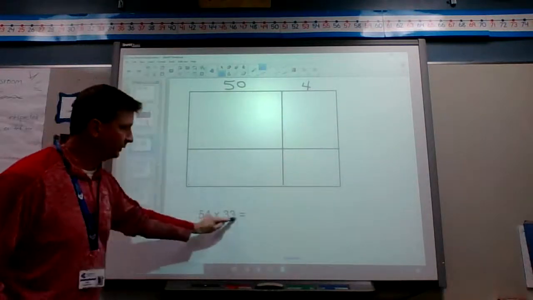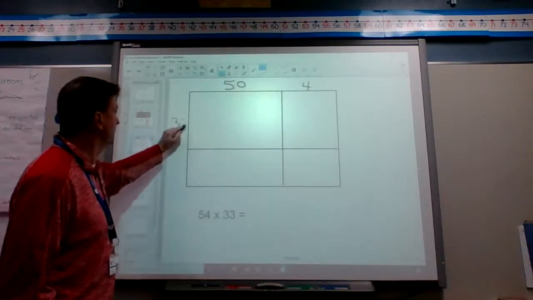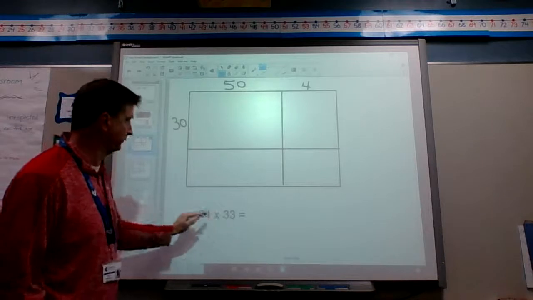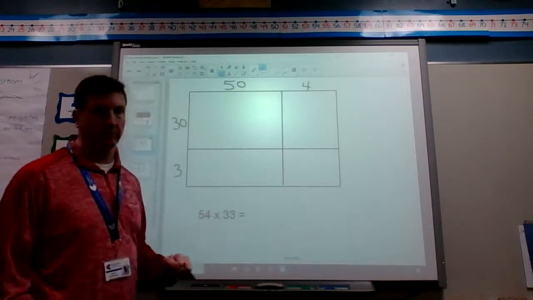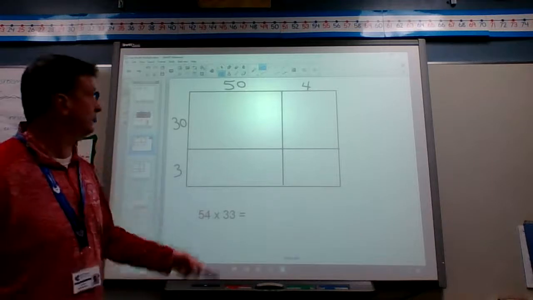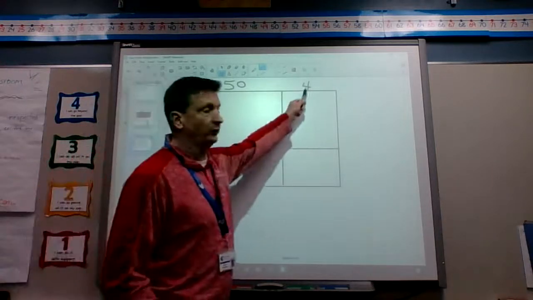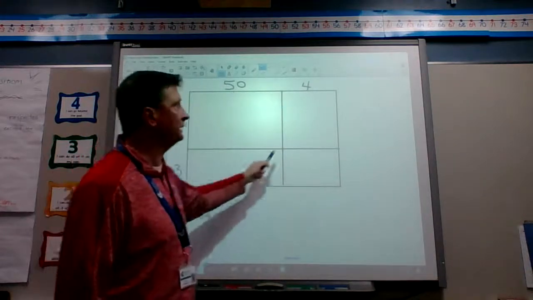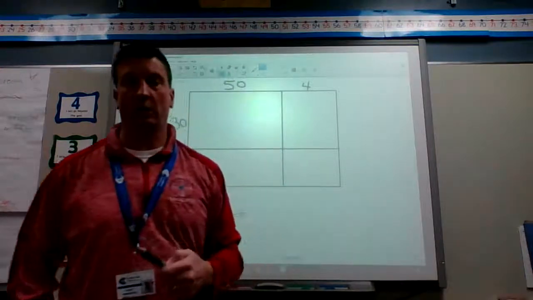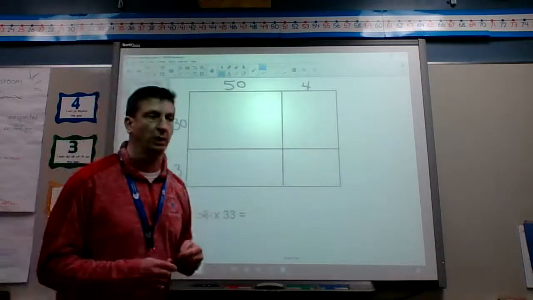Going down this side, I'm going to write the other part of my math problem. I have 30 or 3 tens, and I have 3 ones. So 54 times 33 is the same as taking 30 times 50, 30 times 4, 3 times 50, and 3 times 4, and adding all of those parts together, okay? Adding all those partial products.